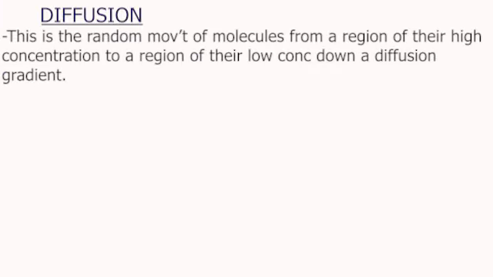Alright, in this video, we're going to look at osmosis and diffusion. These are both passive processes by which substances can enter and leave the cell, so they require no energy. And I'll start with diffusion. Diffusion is the random movement of molecules from a region of their high concentration to a region of their low concentration, down a diffusion gradient.